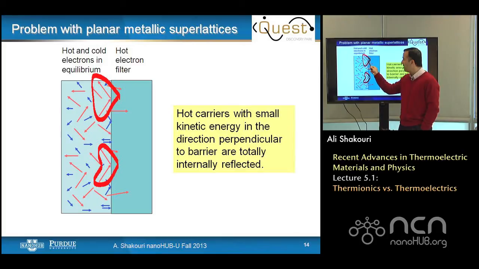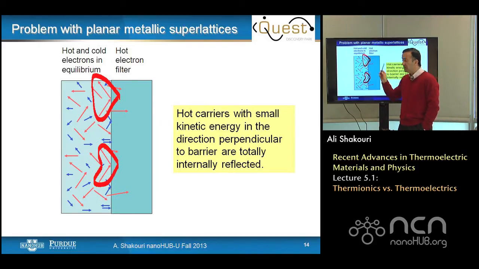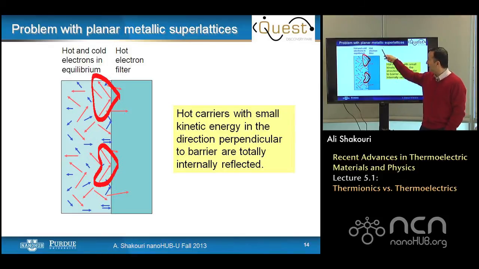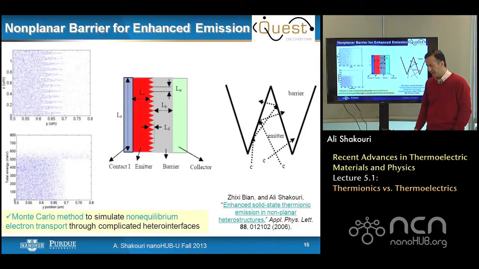This total internal reflection is because this electron is hot, but in the direction perpendicular to the barrier it doesn't have enough energy to go over the barrier. That's exactly what happens in optics when you go from a low to a high index material. Total internal reflection is an indication of lateral momentum conservation. And that's kind of the main problem. How could you break that total internal reflection?